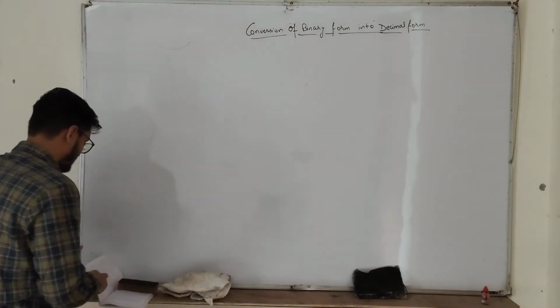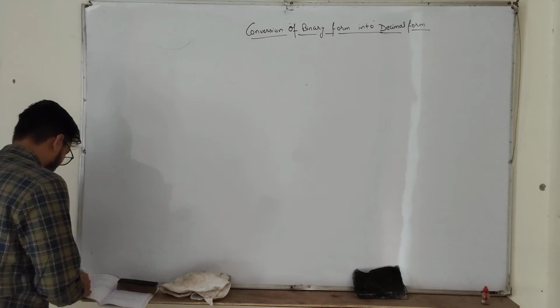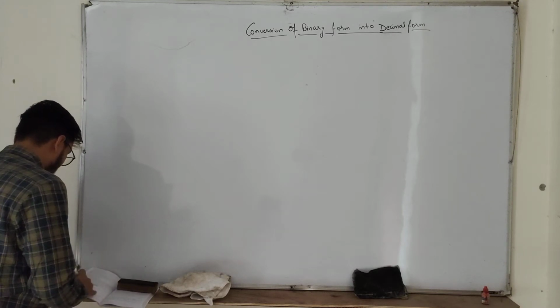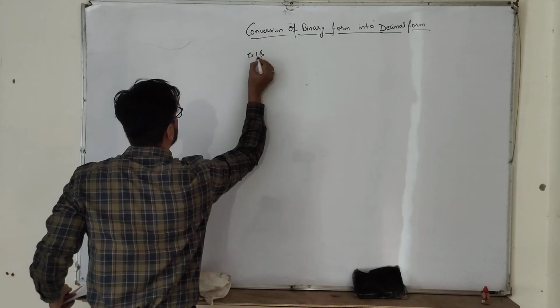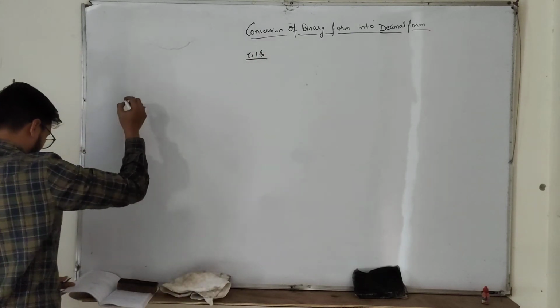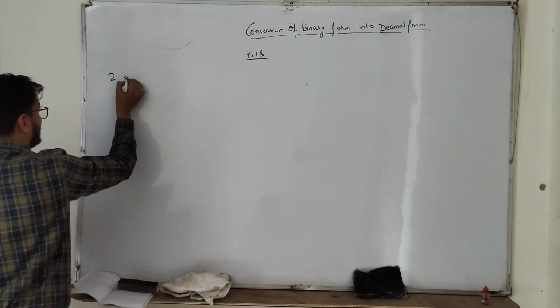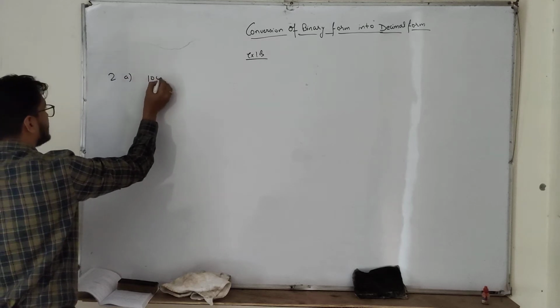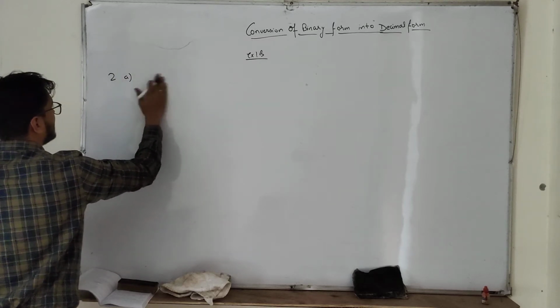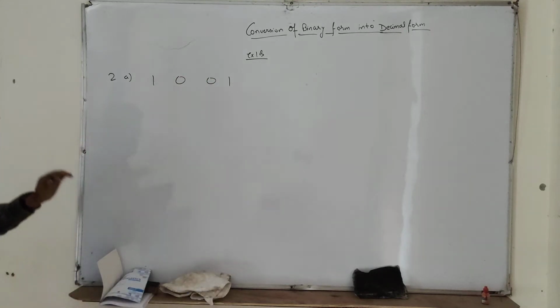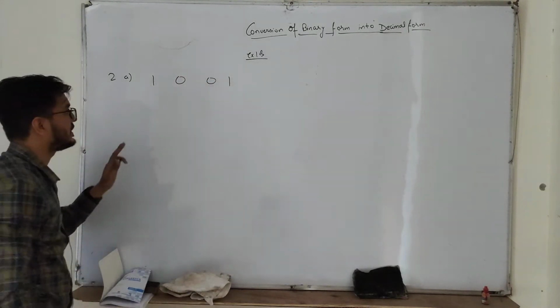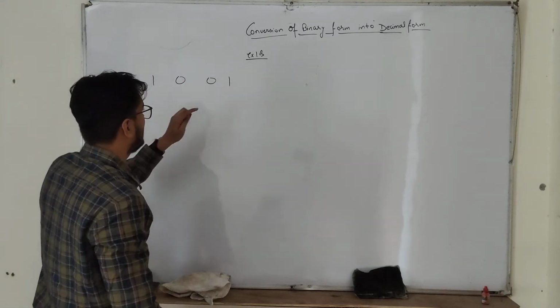If a binary expression is given, like in exercise 1b, convert the following numbers into decimals. Exercise 1b, applied maths class 11th book, question number 2, A part, 1001. So this is very easy. There is nothing to worry about. Very easy topic.